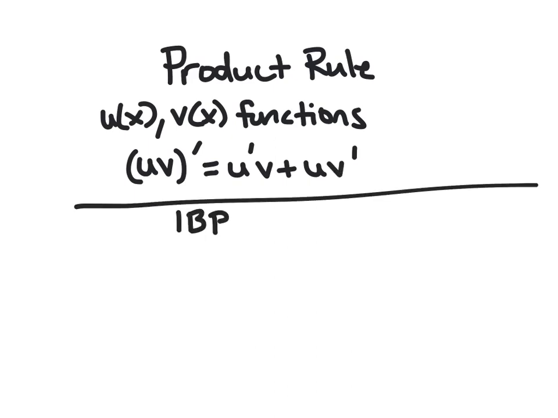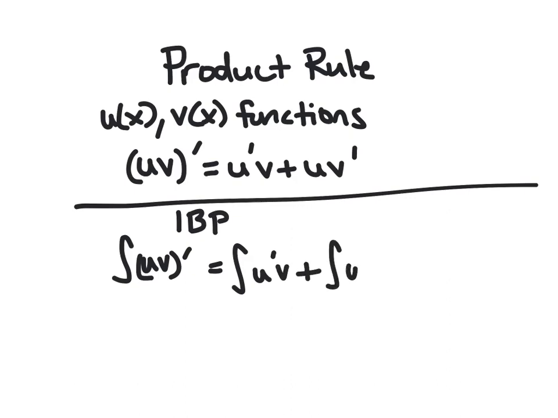So this directly leads us to integration by parts. How so? Well, let's take the integral of all of these things. The two things on the left and right are equivalent, so I should be able to just take the integral of each side. And we know the integral splits over sums, so I can write it like this.